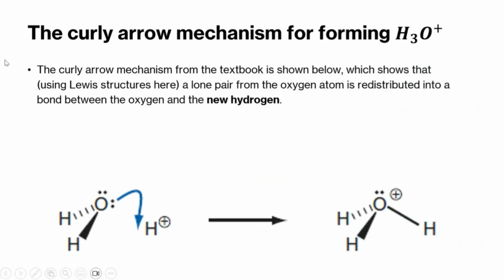Here's the simple curly arrow mechanism for forming the hydronium ion. Using those structures, we'll just draw a curly arrow with its tail on one lone pair of electrons on the oxygen atom, and the head will be between the oxygen and the proton, signifying, of course, a new bond. So overall, you can see these curly arrow mechanisms are pretty simple, and they should stay simple for the most part.